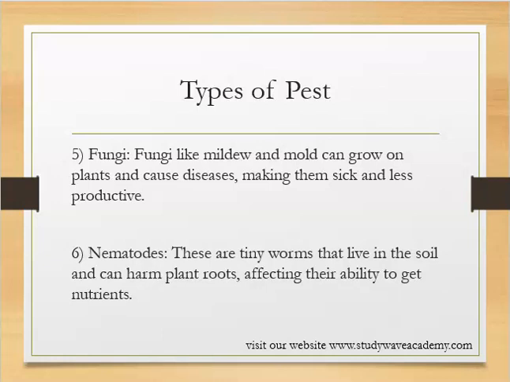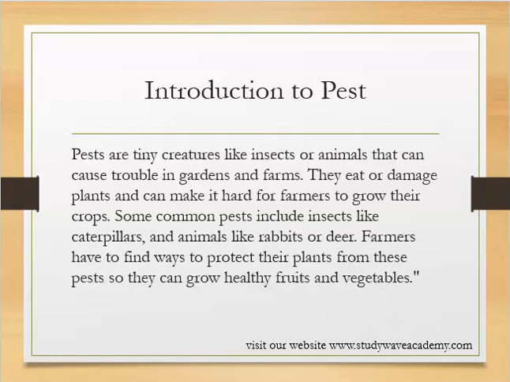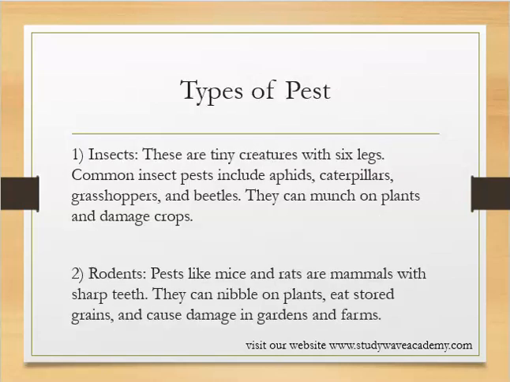And remember, we said pests are tiny creatures like insects or animals that can cause trouble in the garden. They eat or damage plants and can make it hard for farmers to grow their crops. Even while they are growing their crops, the crops will lack nutrients and will be damaged because pests are feeding on them. And we said we have the insects like the caterpillars and grasshoppers. We have the rodents like the rats.